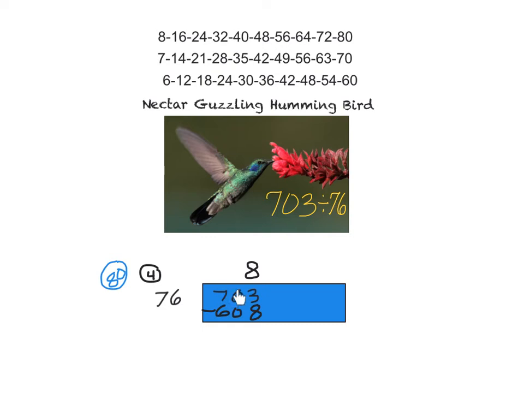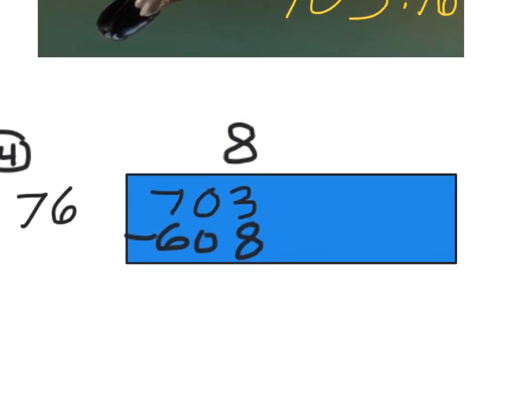Now, I didn't mention it earlier, but if you make any mistakes along the way, simply pause the video and fix your mistakes. That's the fastest way to learn. And there you go. Okay, so now I'm going to enlarge this so I can do my subtraction.